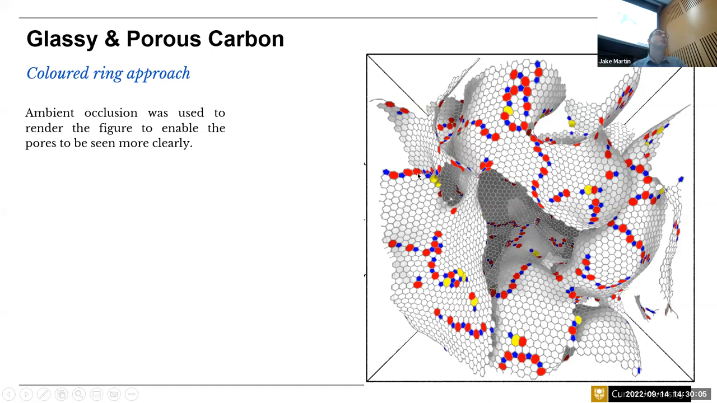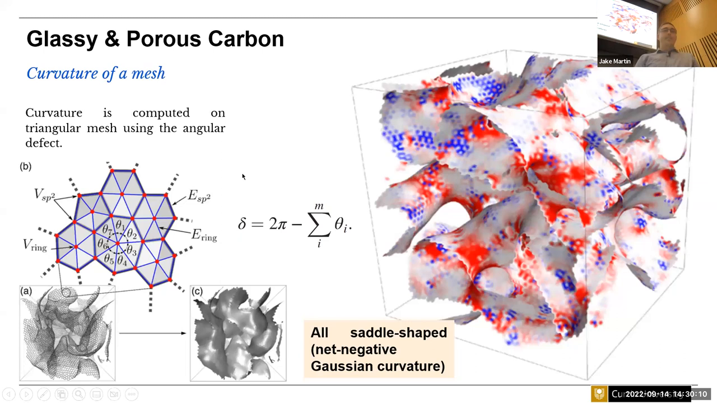So again, we turn back to that graph representation that I had, and we realize that, using the 3D printing software, you can actually compute the curvature on that surface, which is what I did here. So if it's flat, then the angles around each vertex sum to 2π, and if it's bowl-shaped, it's less than 2π, and if it's saddle-shaped, it's more than 2π. And we found that all of the structures, both the porous and the glassy carbon, all have a saddle shape, or a net negative Gaussian curvature, if you love your topology like me.